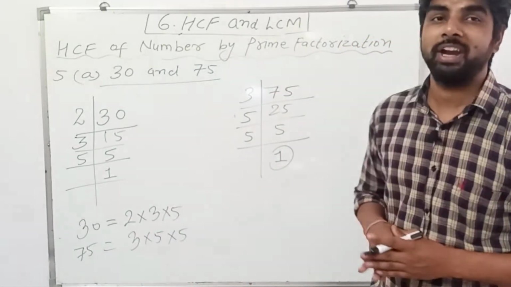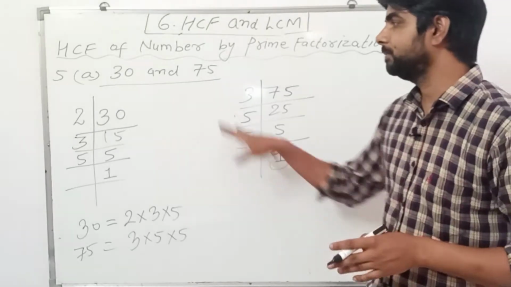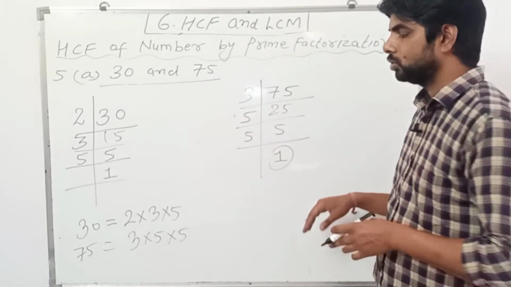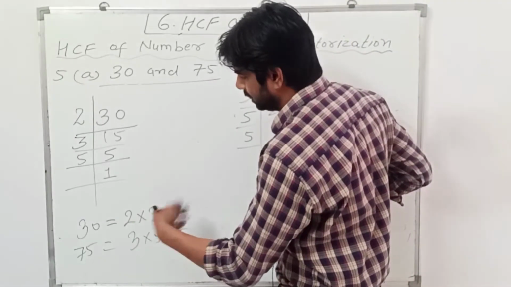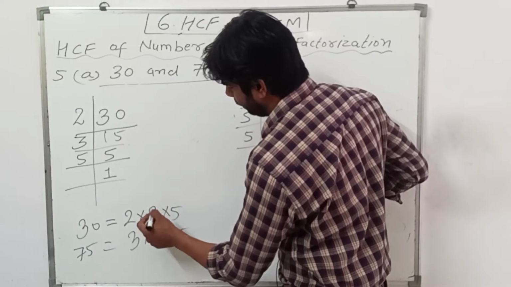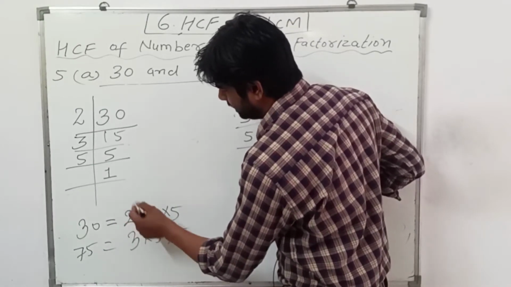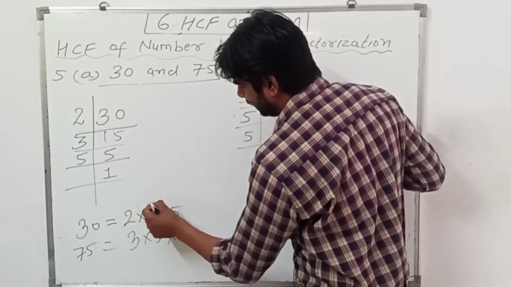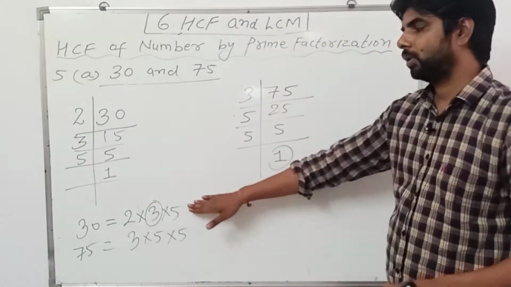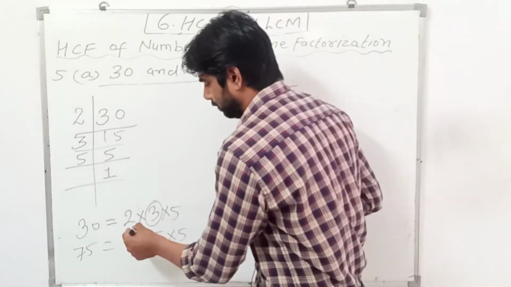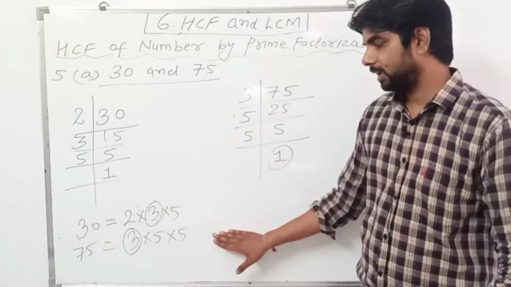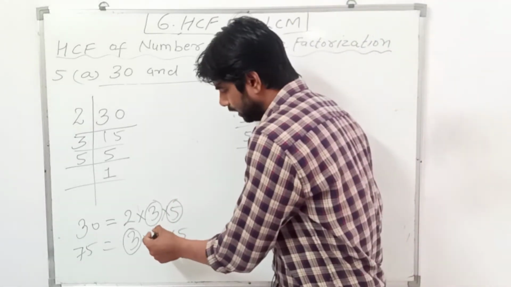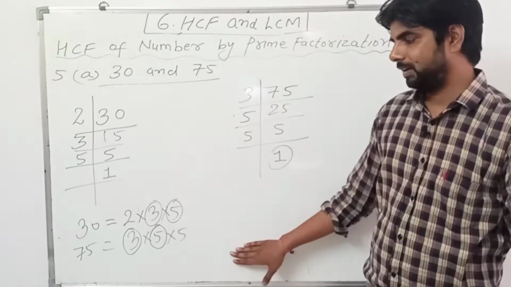But now how can we find the highest common factor between these two numbers? Because we have to find the HCF of 30 and 75. So what will we do? We will find the common numbers between both products. Here you can see that 2 is there but 2 is not in 75. So we will take 3. We know that 3 is in the product of 30 and 3 is also in the product of 75. Here 5 is also in the product of 30 and 5 is also in the product of 75.